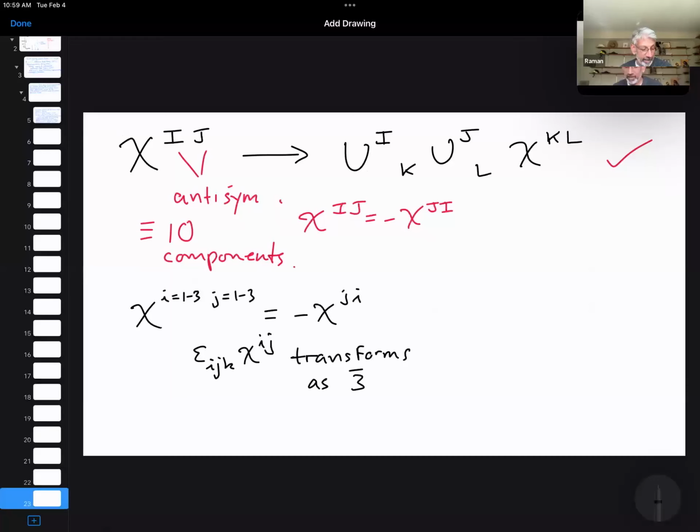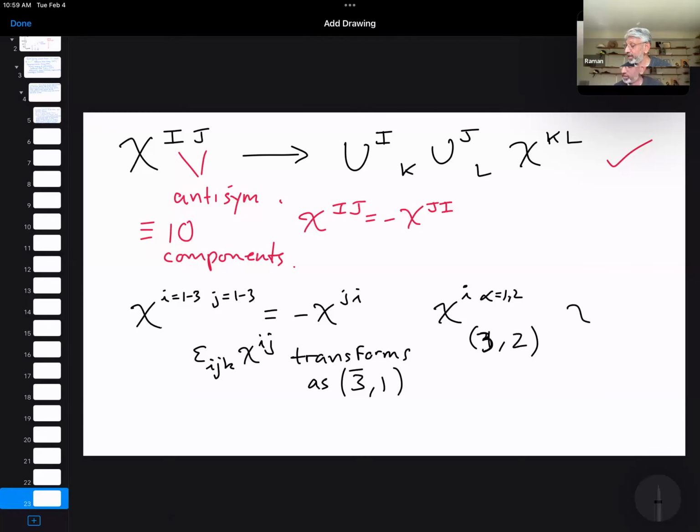So that's good. And then we could also have something where you have a color index and an isospin index, which I'm calling alpha. There are no isospin indices in the previous one, that would be something with no color indices. But this one has a color index and an isospin index, so it's a 3-2. So that's a good candidate for the left-handed quarks.